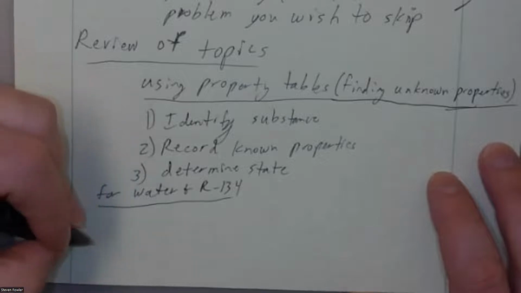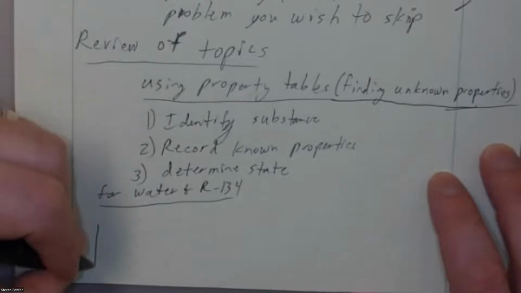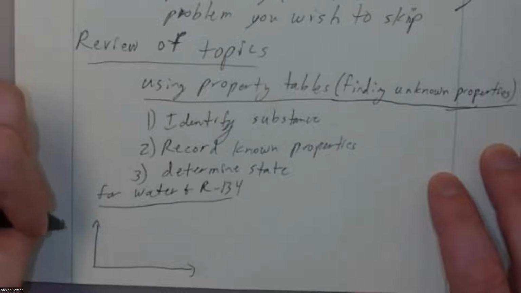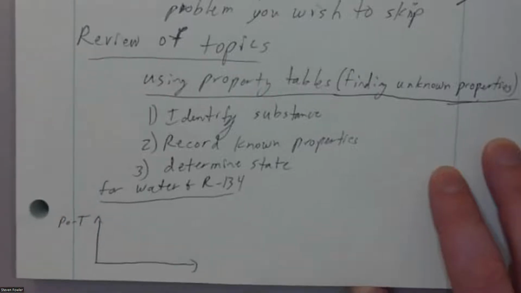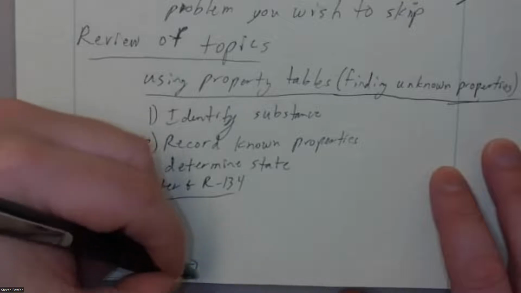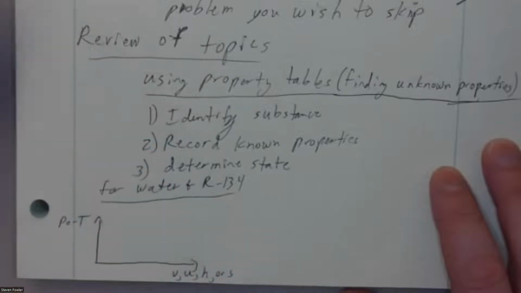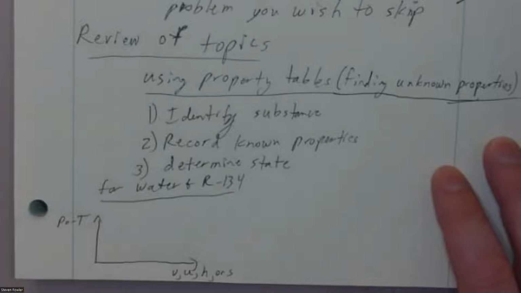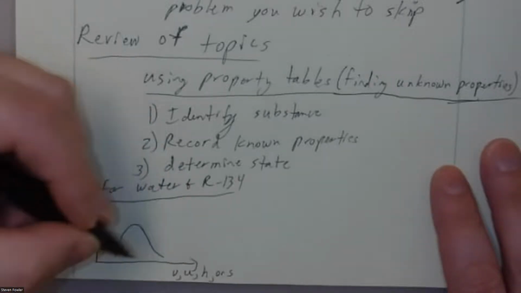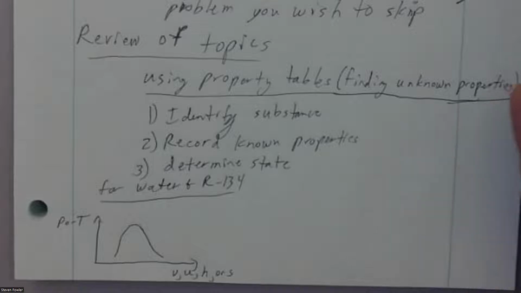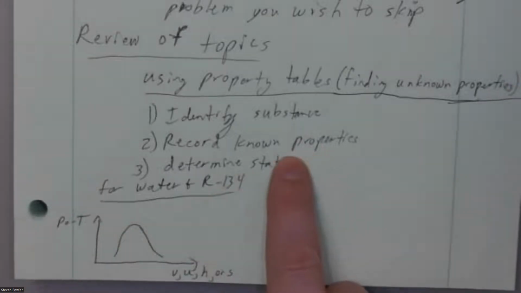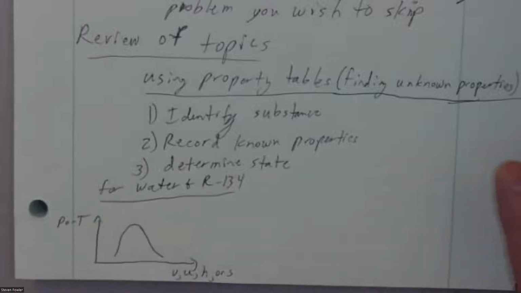For water in R134a, you have kind of two main scenarios. You're given pressure or temperature. You can plot that on your y-axis, and then you're given v, u, h, or s. You can plot that on your x-axis. And then you've got the dome region, the saturated dome region. And basically, we need to know, where do we lie? Where does our state lie on this diagram?